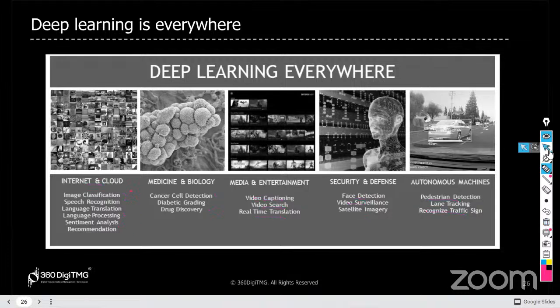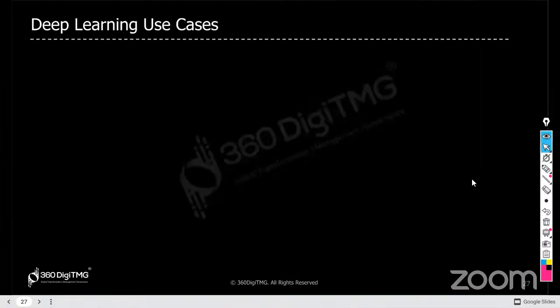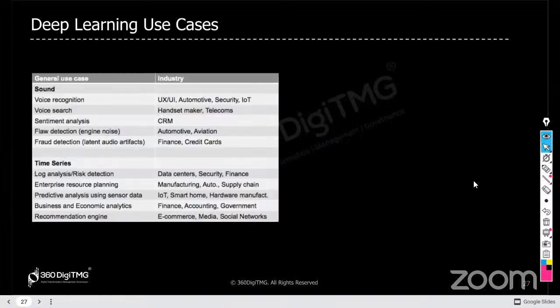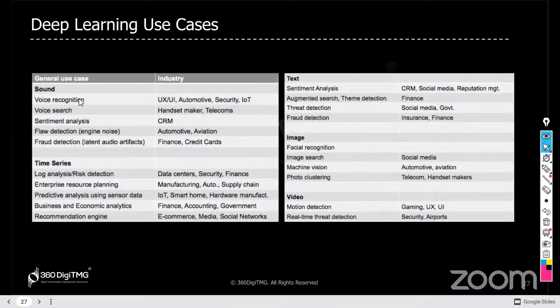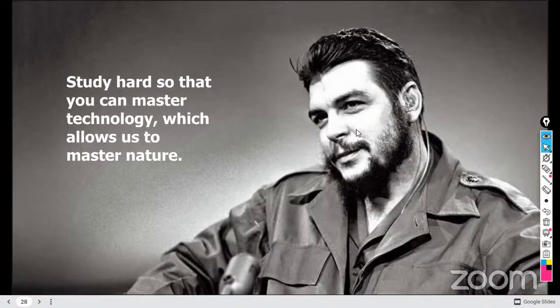All these things are some of the applications of deep learning concepts. And what else? So there is the next one, deep learning use cases. You can see here the general use case and which industry it belongs to. So sentiment analysis, CRM, social media, augmented search, threat detection, fraud detection, all these things you can go through. Study hard so that you can master technology, which allows us to master nature. So these are the things present in this module.